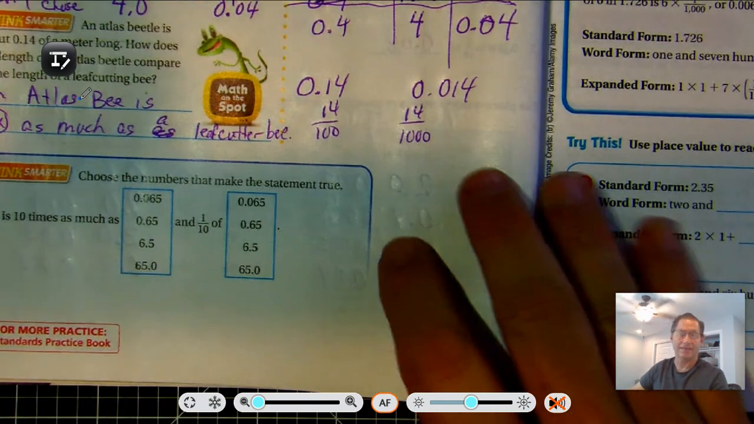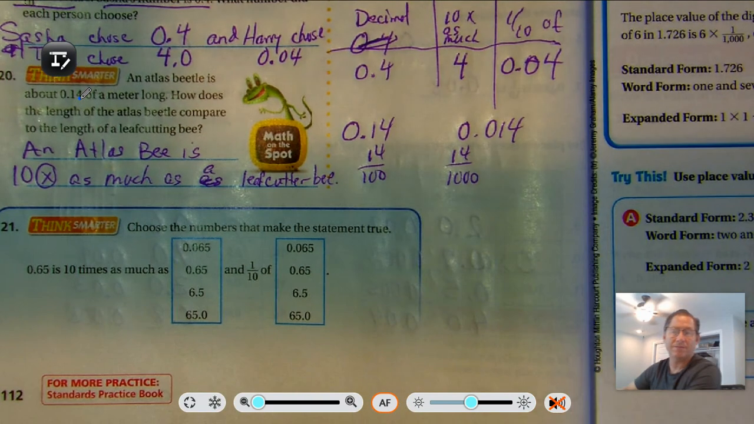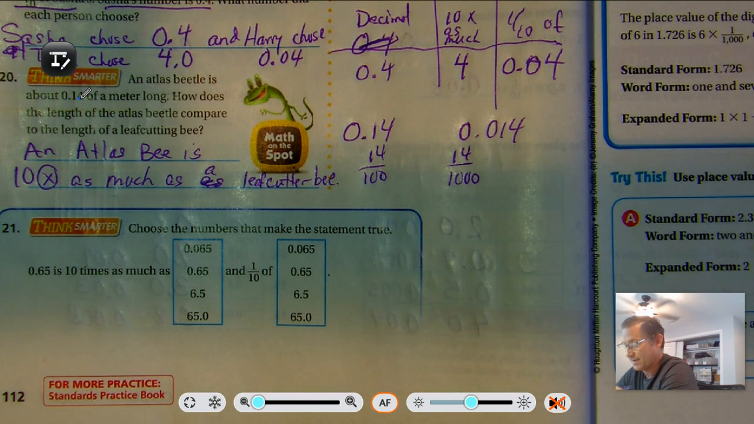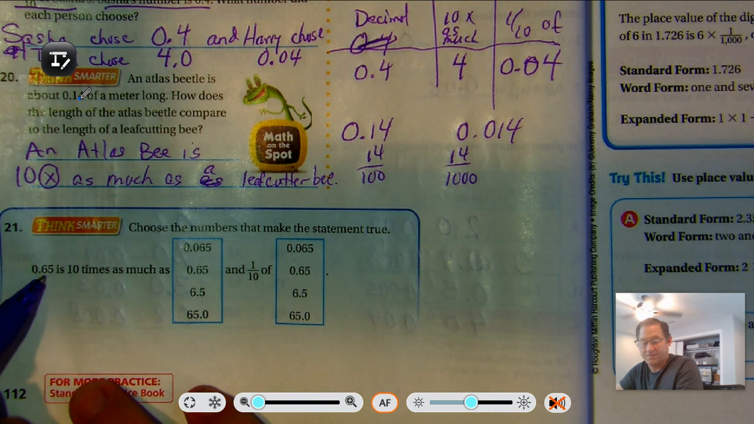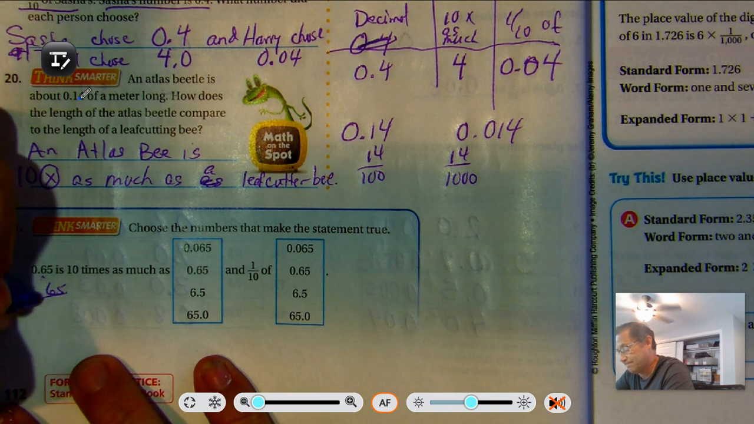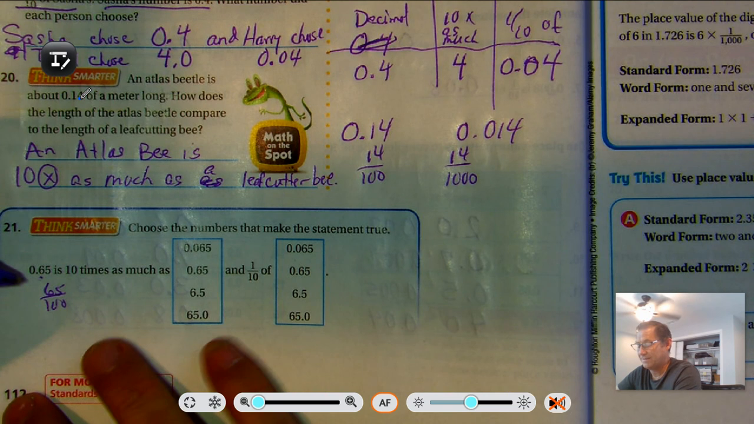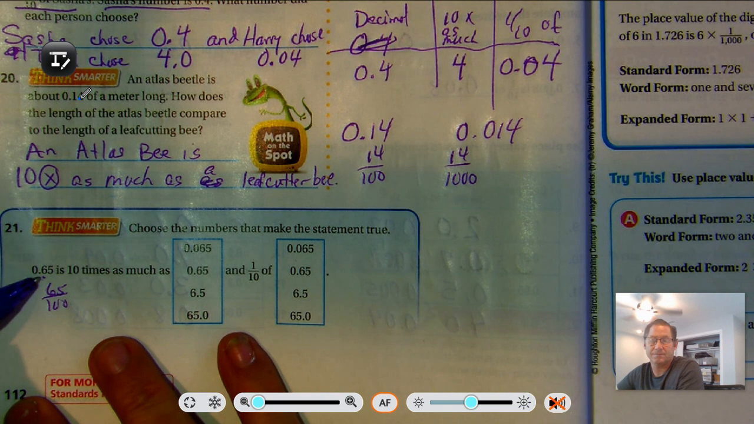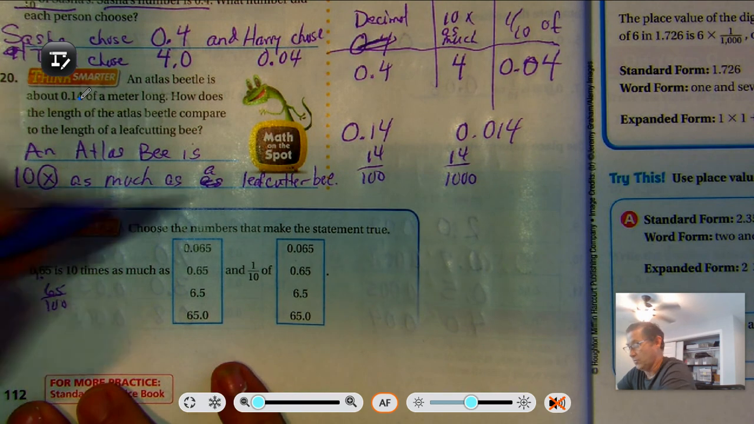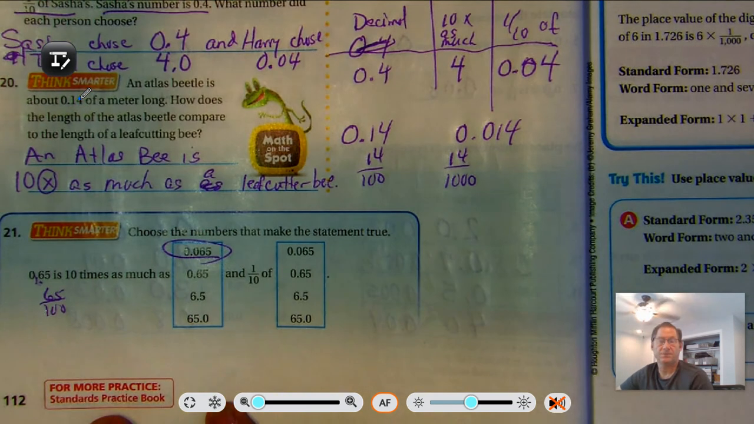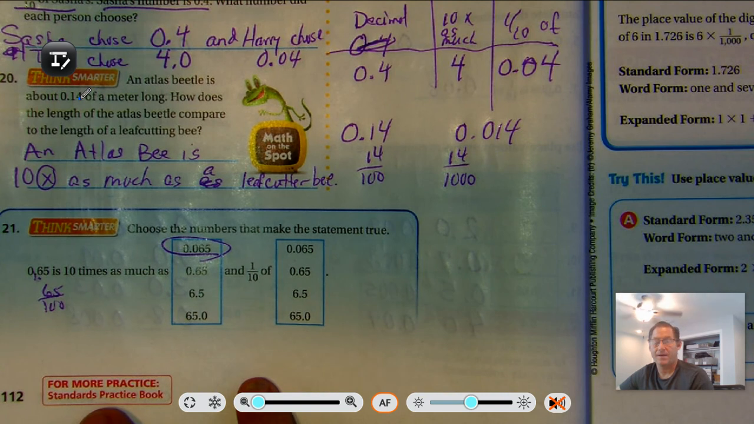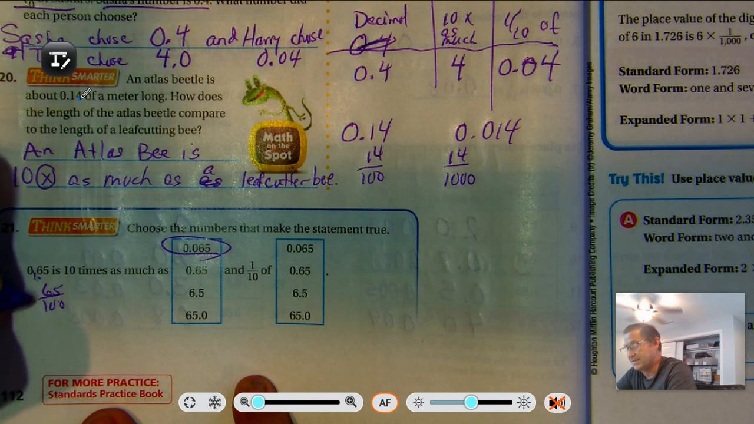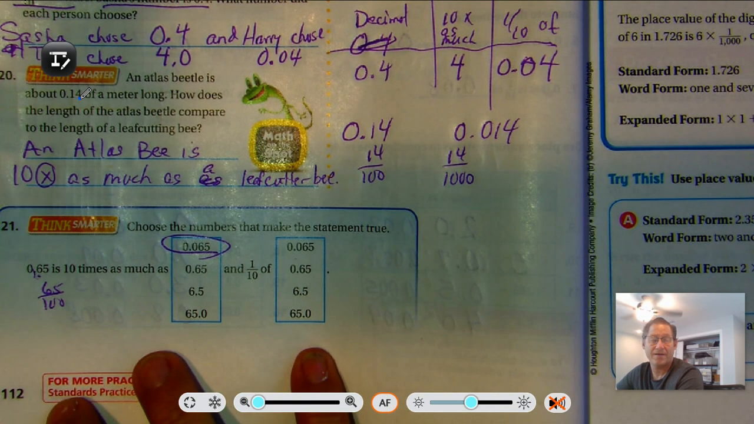All right, and the last one, 21. Choose the numbers that make the statement true. 65/100ths is 10 times as much as. So what would be smaller than that? Thousandths. So 0.065. But 0.65 is 1/10 of what? 6.5.